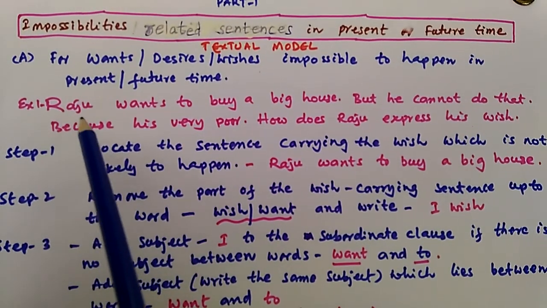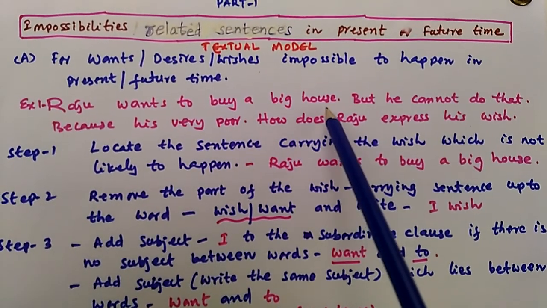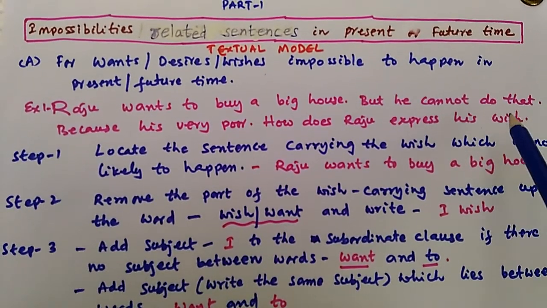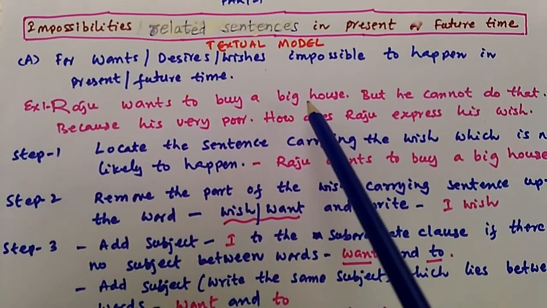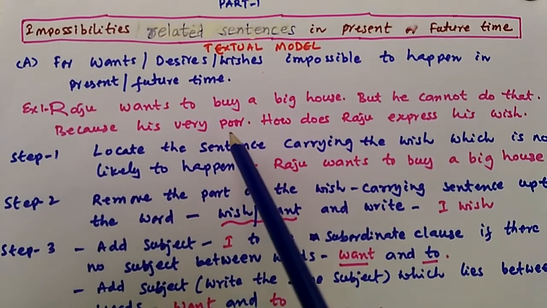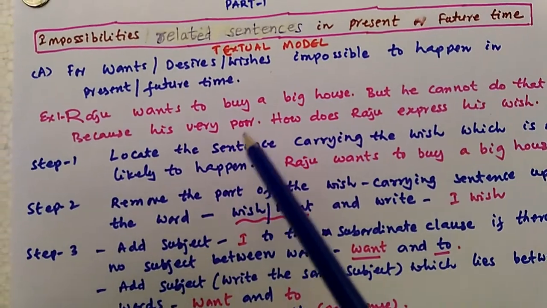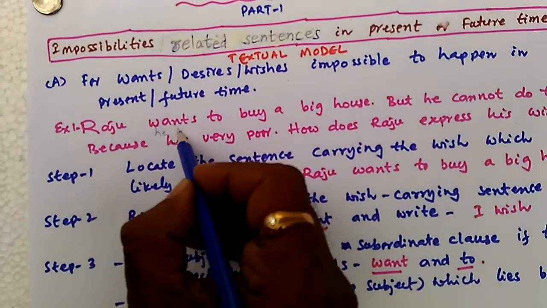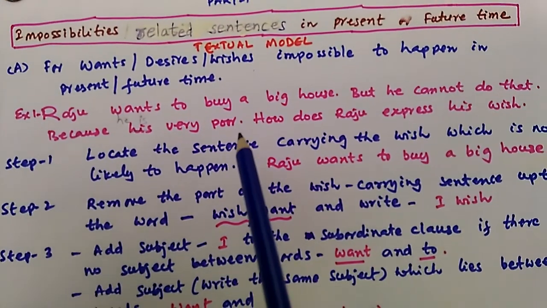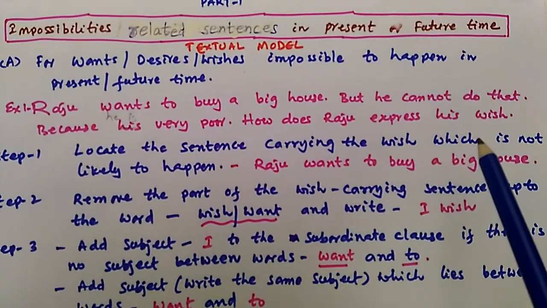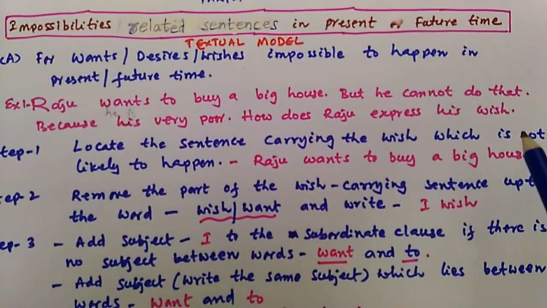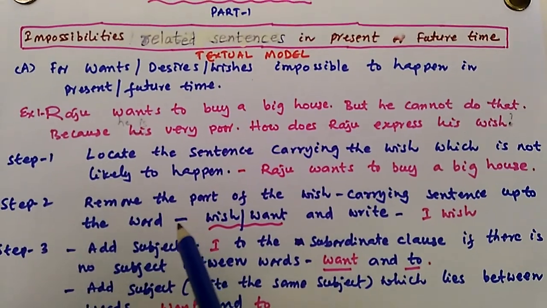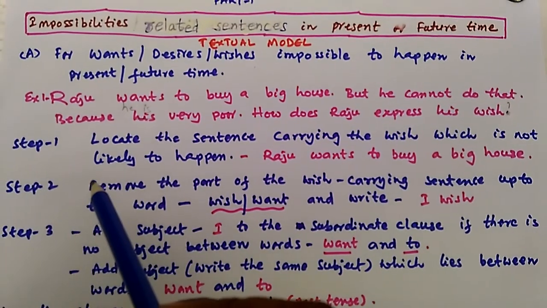For example, Raju wants to buy a big house. This is Raju's wish, but he cannot do that. So it is an impossible wish because he is very poor. How does Raju express his wish? First, we have to do certain steps.